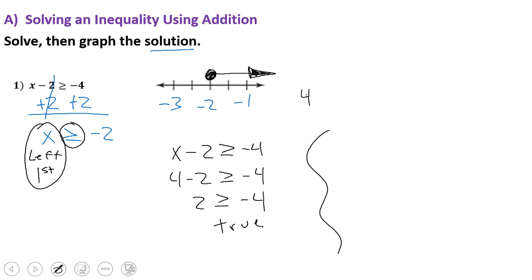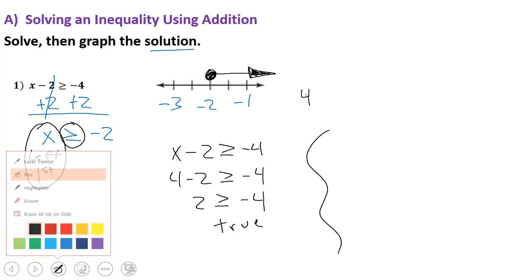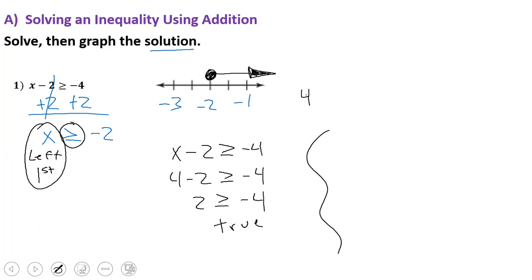Well, what if I didn't use a number that I believe to be true? What if I used a different number? What if I used a number on the other side, like negative 4?